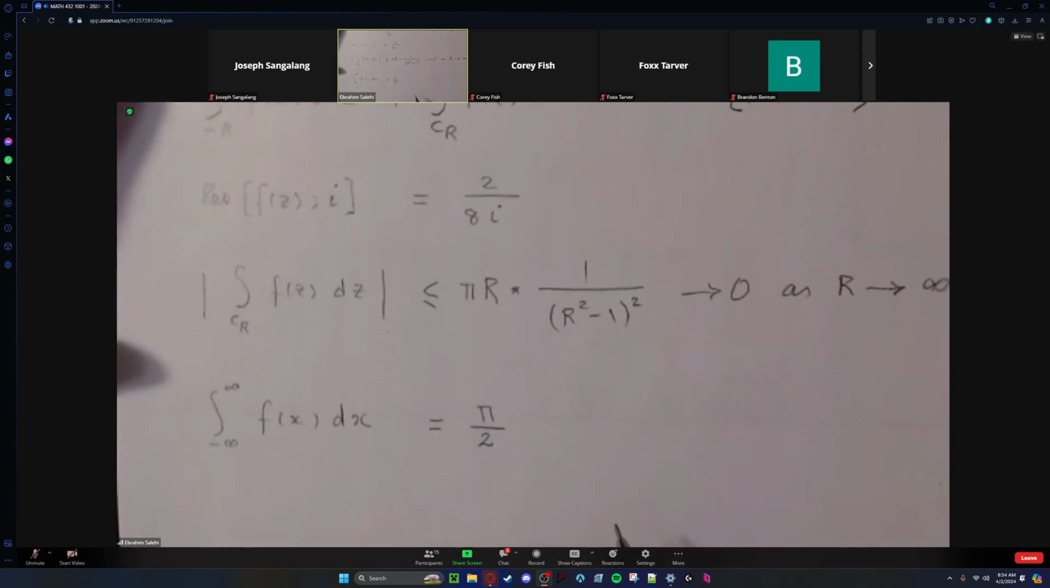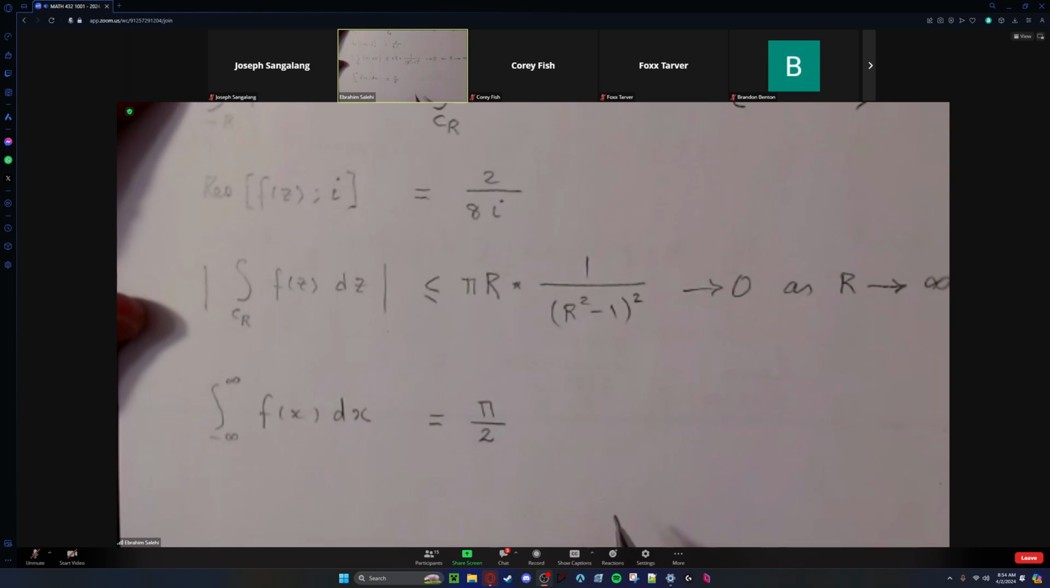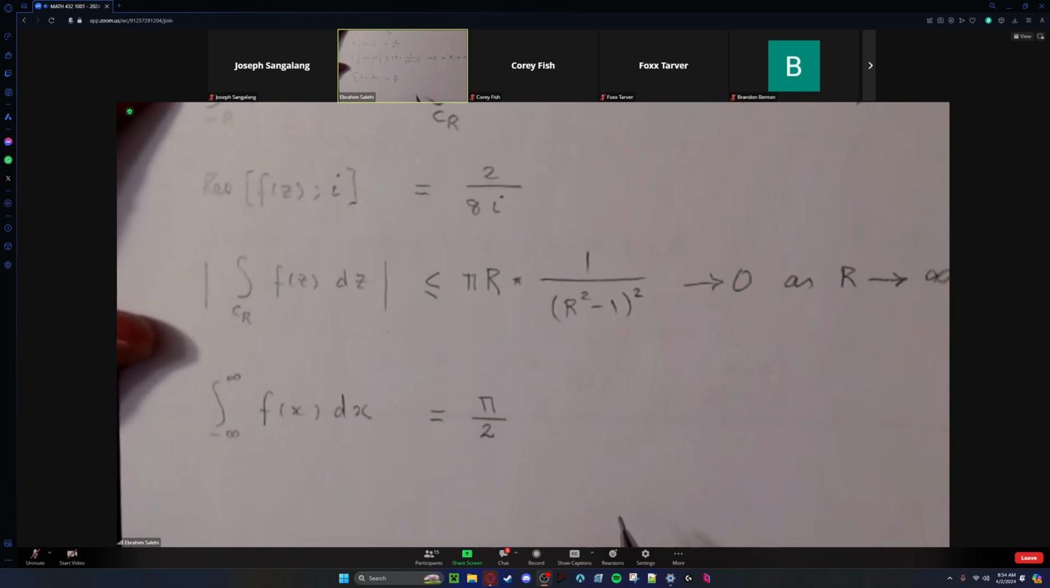But we wanted 0 to infinity, right? So therefore, the integral from 0 to infinity of f of x dx, the value of this integral, is pi over 4, half of that.